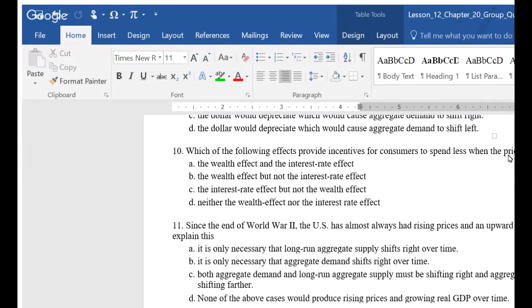All right. And then I'm looking at the interest rate effect. The lower price level reduces the interest rate, encouraging greater spending. A higher price level raises the interest rate, discouraging investment spending. When the price level rises, the interest rate discourages investment spending. So it's both A. Found it. Wealth effect and interest rate effect.